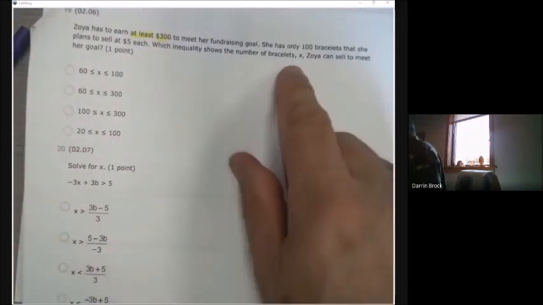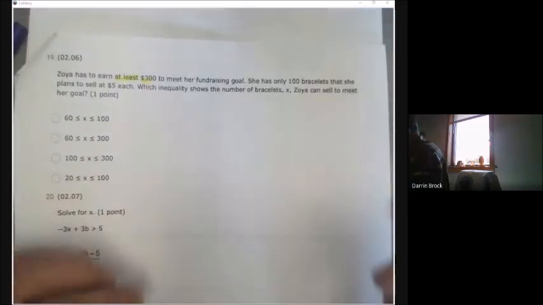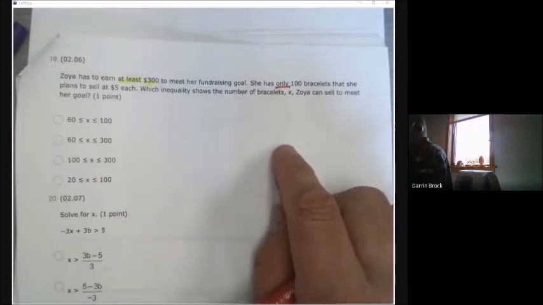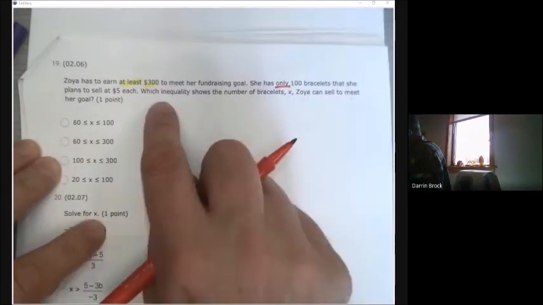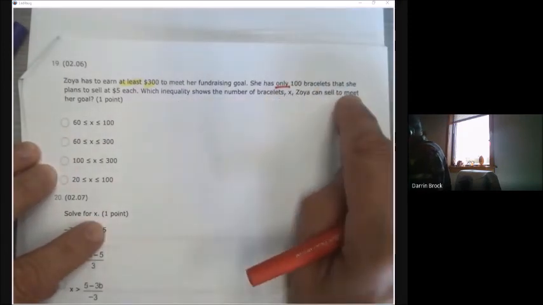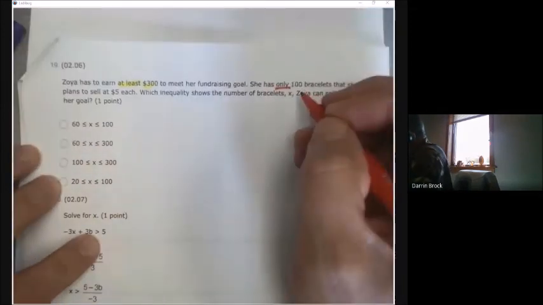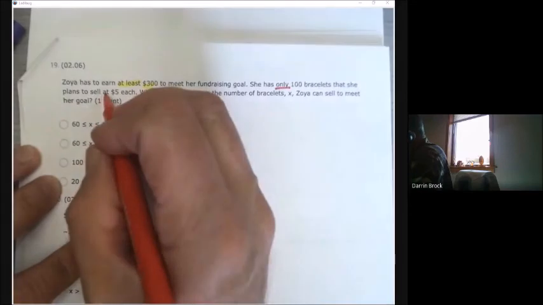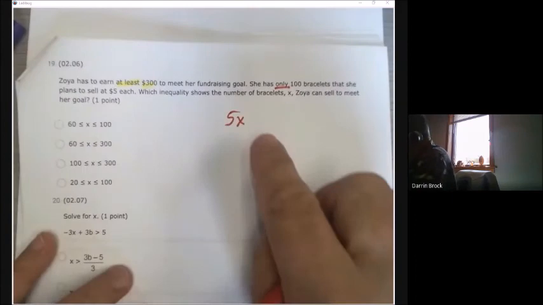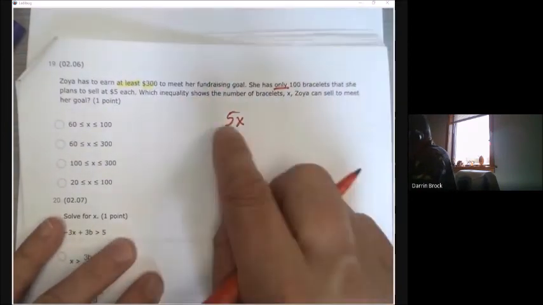She has only 100 bracelets that she plans to sell. Only 100. That's it. She doesn't have any more. That's all she can sell. And she plans to sell for $5 each. So which inequality shows the number of bracelets X that she can sell to meet her goal? Well, she wants to make at least 300. So if she's selling each of them for $5, 5 times the number of bracelets should be at least $300, $5 for each bracelet.